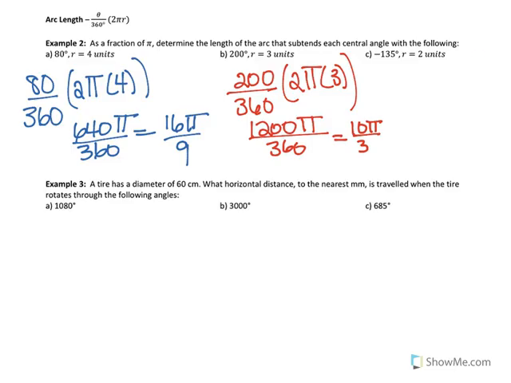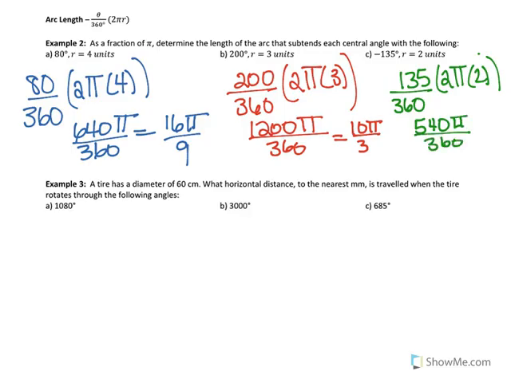And the last one, it doesn't matter that it's a negative. We don't care about negatives in this. So 135 over 360 times 2 times pi times 2. Typing this into my calculator, I would get 540 pi over 360. This simplifies to be 3 pi over 2. So arc length is very simple.